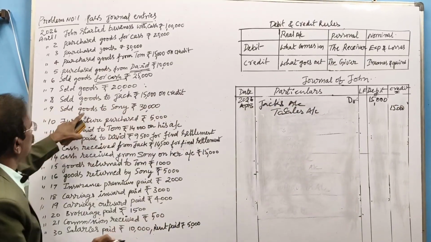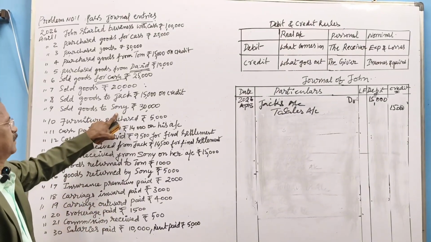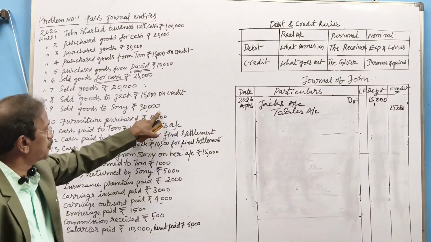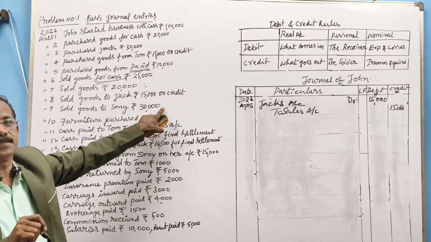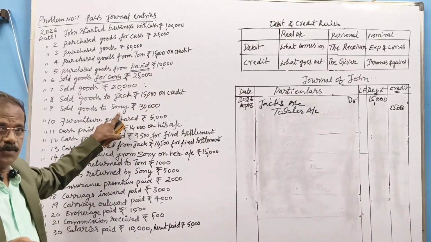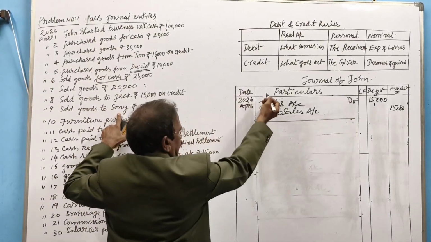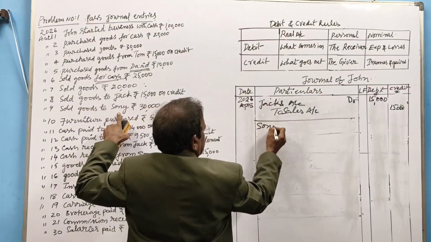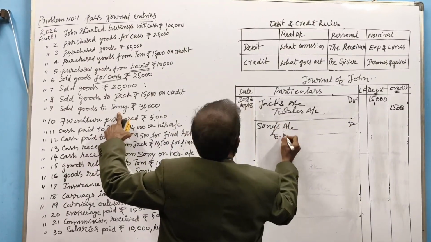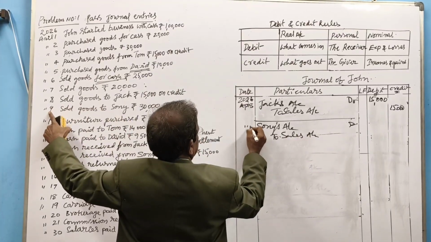Ninth, sold goods to Sony. Here also the same thing happened. Even though it is not mentioned on credit basis, we should assume that it is on credit basis because the name is given. That's why Sony is receiving our goods, we are selling them. So you must write just like this entry, Sony's account debit to sales account. Date is 9.